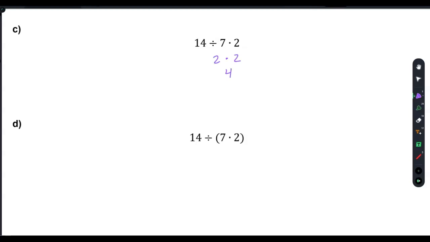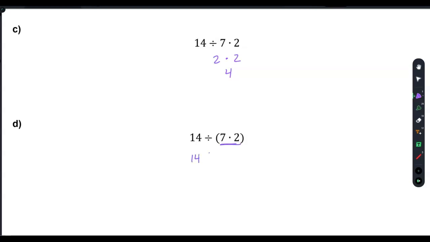Versus if I look at example D here, on this one we actually have a grouping symbol, a parentheses, which means I would do what's inside that first. So even though normally with multiplication and division we would do what's on the left first, since it's in parentheses, it's saying do that first. So I would do 7 times 2 first, since it's in the parentheses.